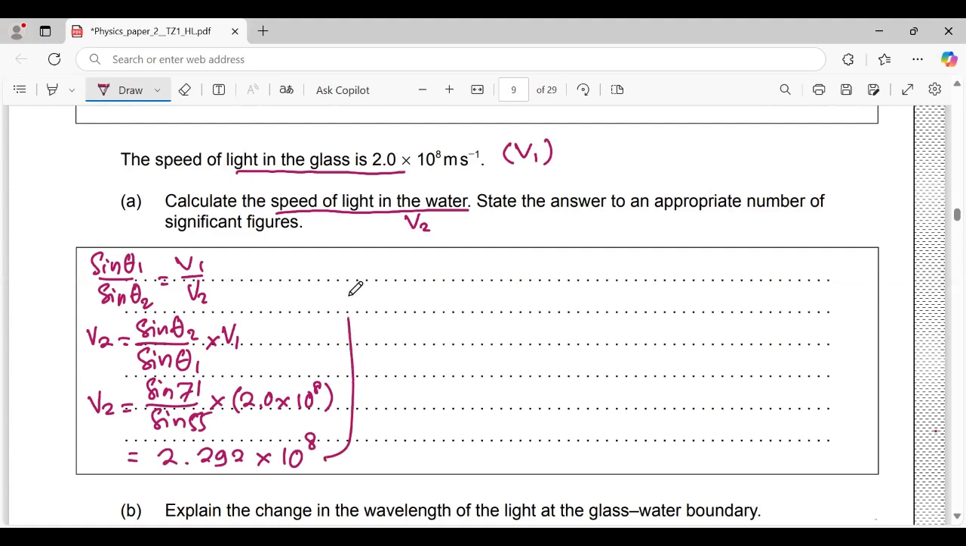And we have to write it in significant figures, it means 2.3 meters per second.